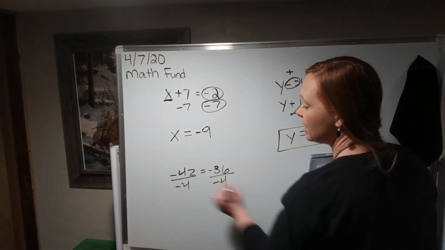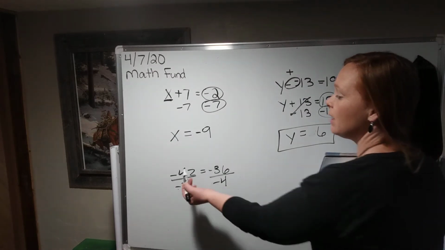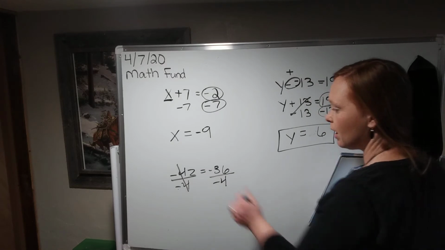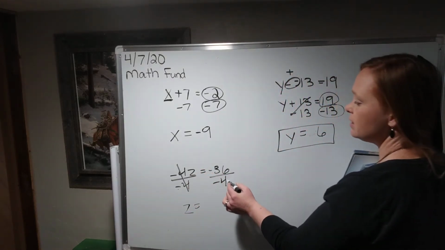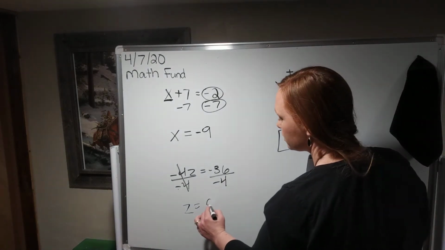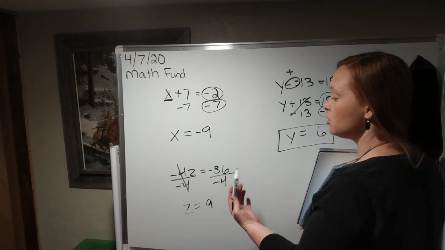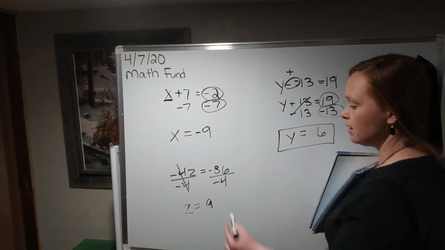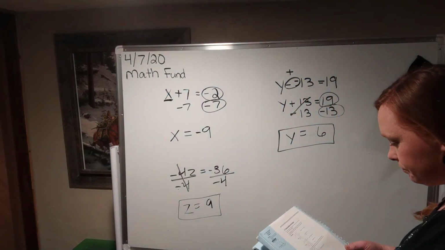Negative 4 divided by negative 4 equals what? Positive 1, right? And 1 times anything is itself. So these cancel. Okay, I'm left with z. z equals 36 divided by 4 equals 9. And when I'm thinking about my rules for multiplying or dividing positives and negatives, two negatives make a positive. So it remains positive 9. z equals 9.